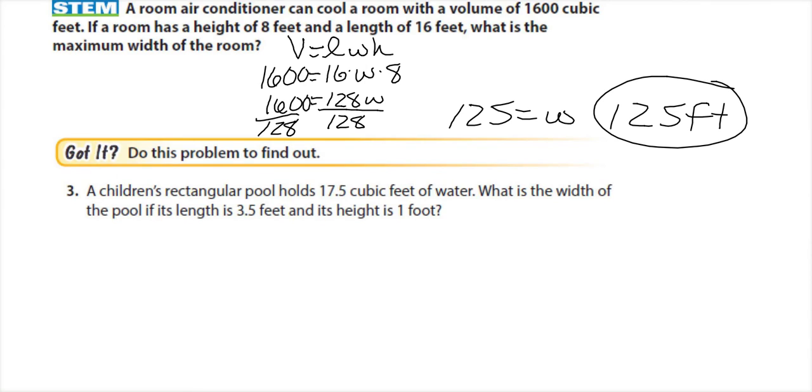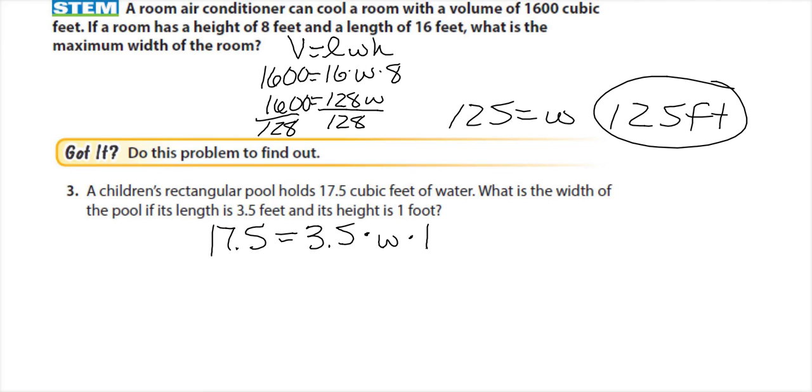All right, let's take a look at the next one. A children's rectangular pool holds 17.5 cubic feet of water. What's the width of the pool if its length is 3.5 feet and its height is 1 foot? It's the same thing. We already know the volume holds 17.5. Do we know the length of the pool? Yes, it's 3.5. Do we know the width? Nope, it asks what is the width. And we know the height is 1 foot.